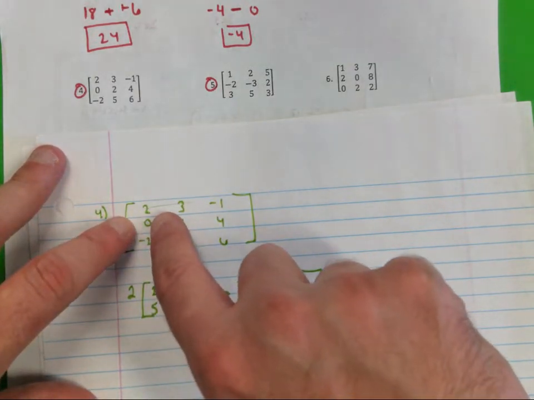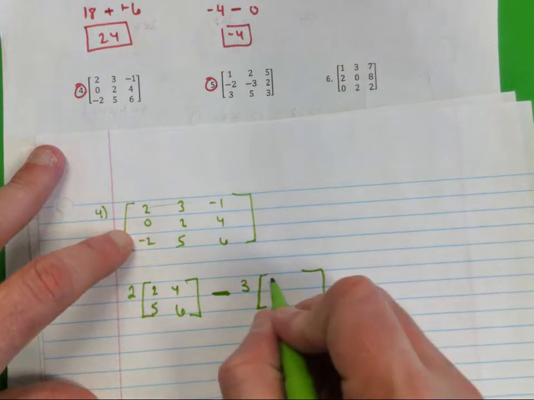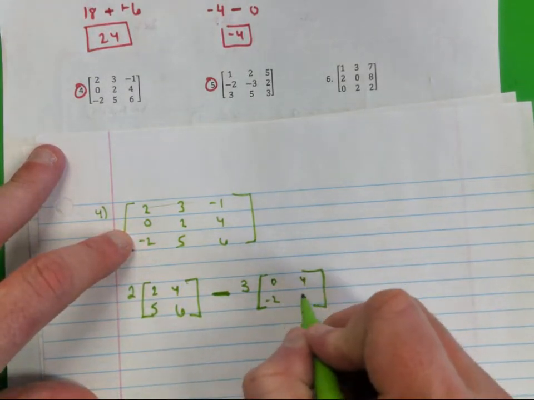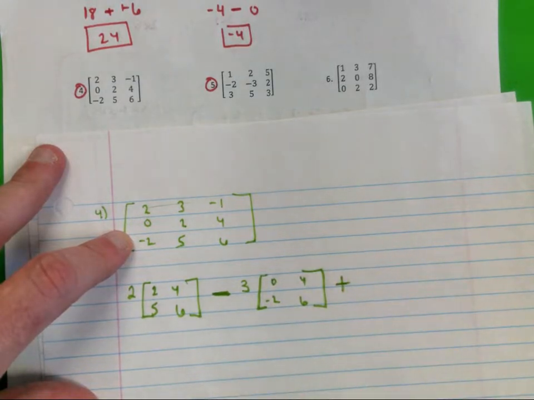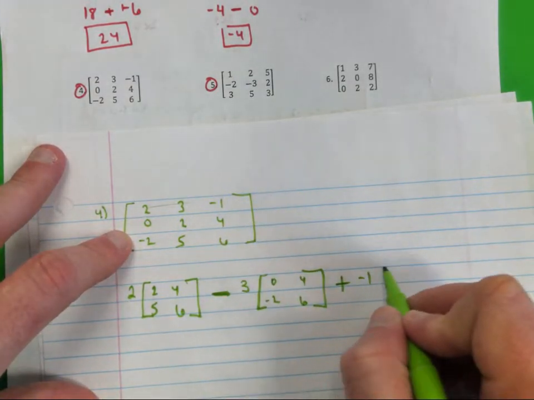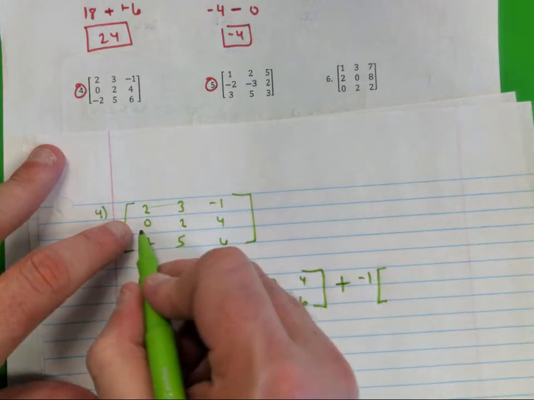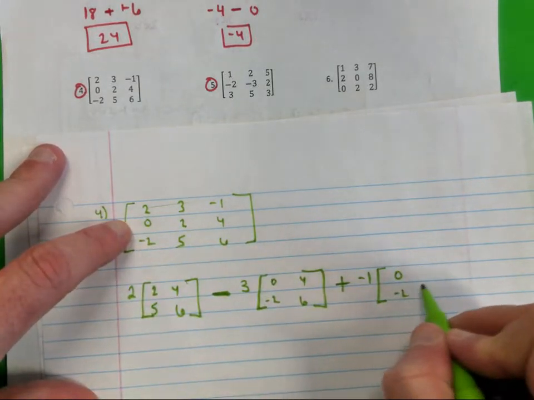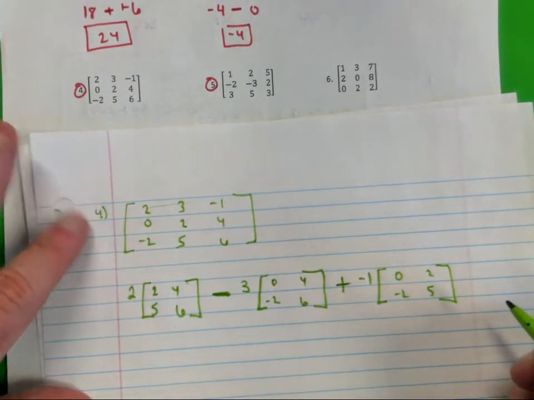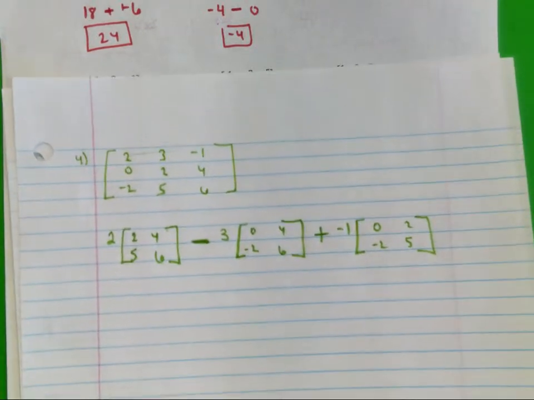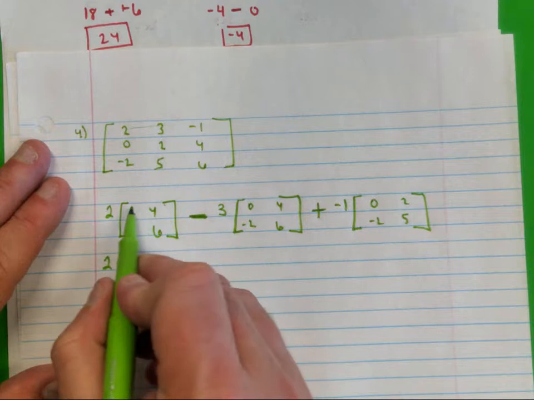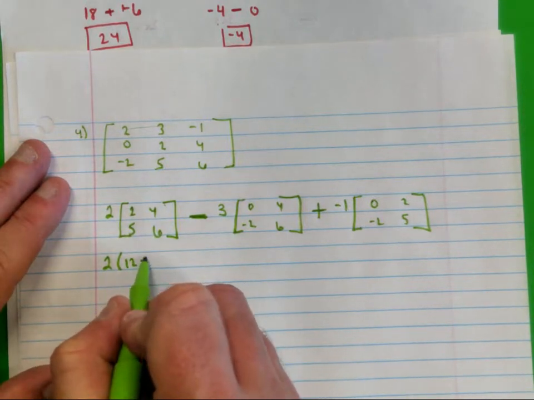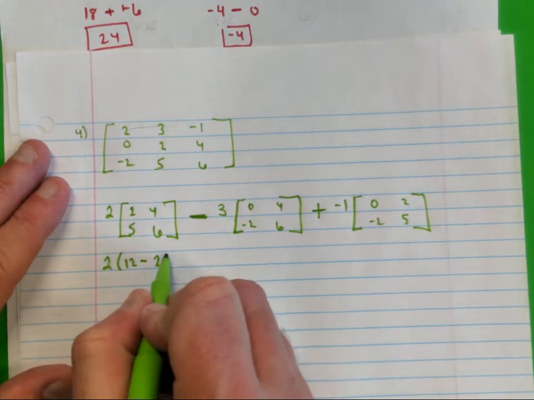Now, here I will pick 0 and -2, 4, and 6. Then a plus always goes here. And then I have a -1. And the four numbers there, I would put 0, -2, 2, 5. And then, guys, all you do is find the determinant of each of those. So this would be 2 times 6 is 12, minus 4 times 5 is 20.